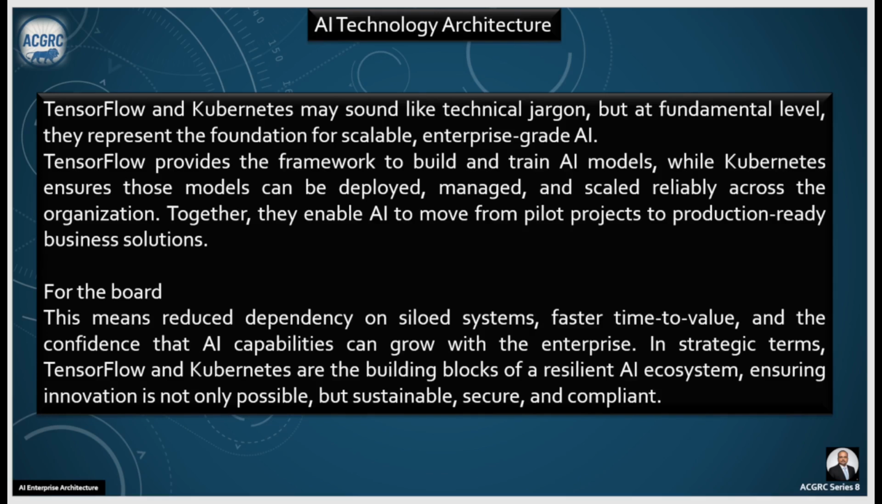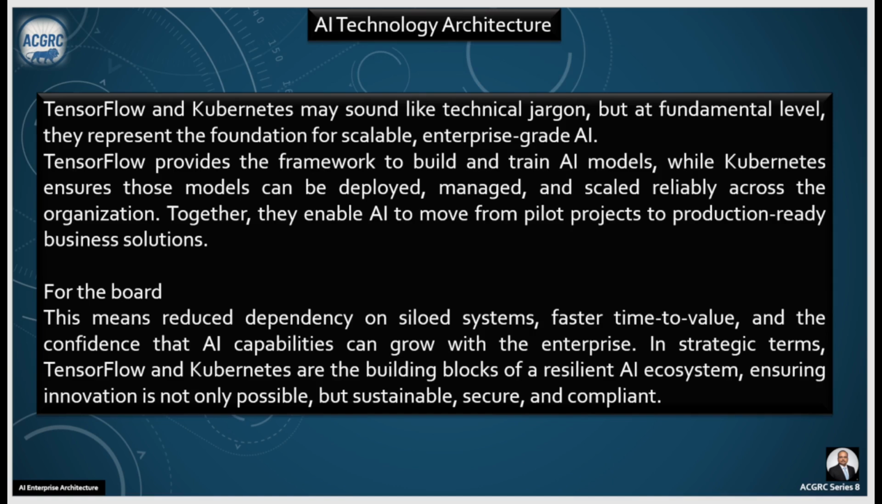TensorFlow and Kubernetes may sound like technical jargon, but at a fundamental level, they represent the foundation for scalable enterprise grade AI. TensorFlow provides the framework to build and train the AI model, while Kubernetes ensures those models can be deployed, managed, and scaled reliably across the organization. Together, they enable AI to move from pilot project to production ready business solutions.